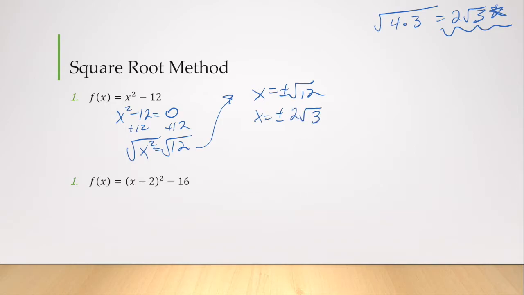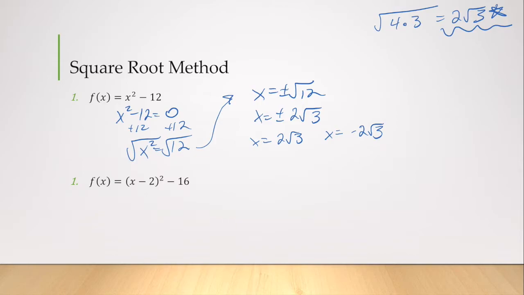So now I have two solutions, right? x is 2 square root of 3 and x is negative 2 square root of 3. But I've got two irrational solutions, and that's okay, right? Irrational numbers are real numbers. We can graph them on the number line.